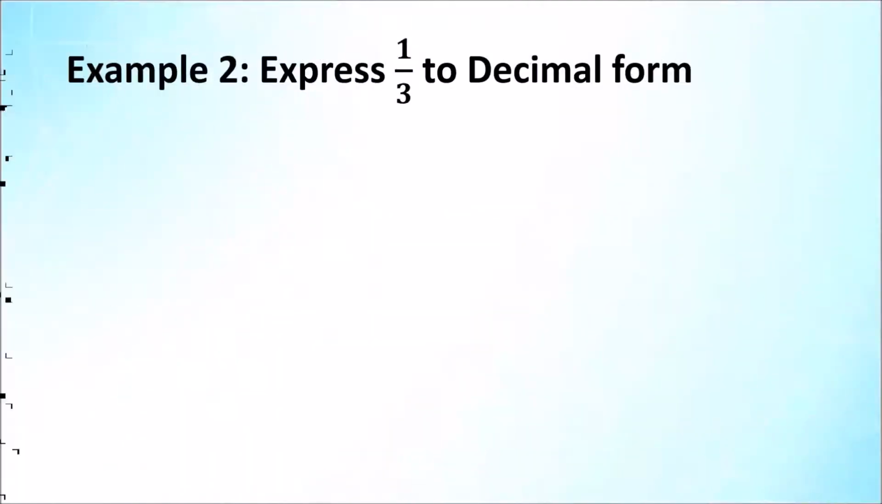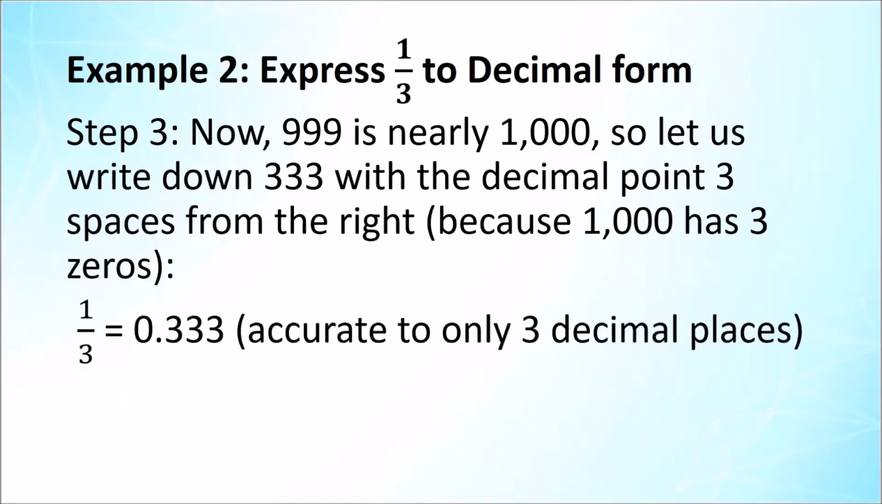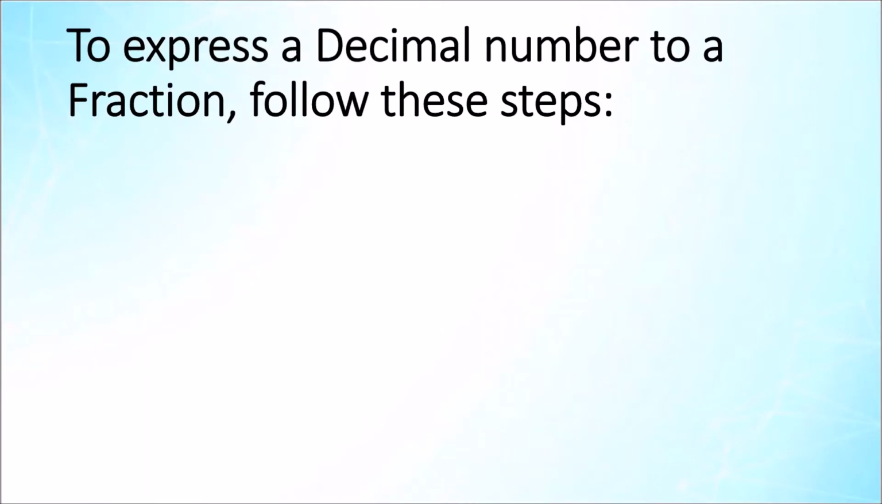So from this, step number 3, now 999 is nearly 1,000. So let us write down 333 with the decimal point 3 spaces from the right because 1,000 has 3 zeros. So 1/3 is equal to 0.333, accurate to only 3 decimal places. Or 1 divided by 3, our answer is still 0.333 or repeating decimal of 3. Next, so I hope it is clear po how to convert fraction to decimal.